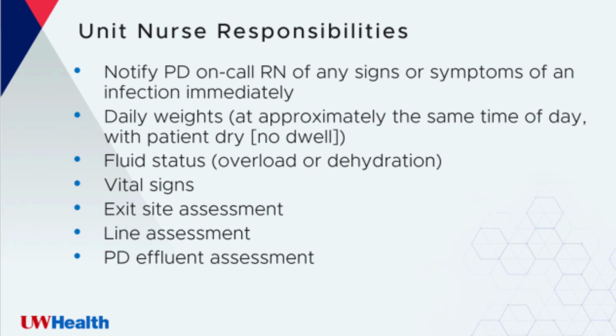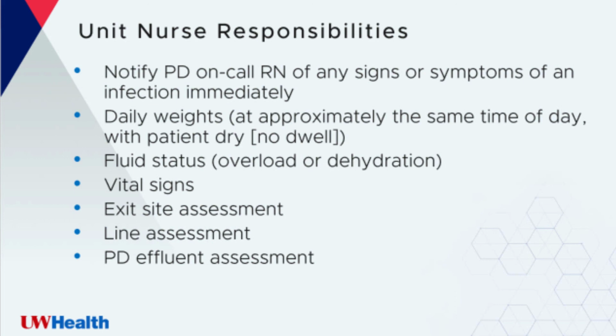So the unit nurse responsibilities are going to be to notify the PD nurse on call anytime there are any issues with signs or symptoms of an infection or problems with the machine. Daily weights are an important part of that assessment piece that you would normally perform with a patient with end-stage renal disease. And a full fluid status for overload or dehydration is also important. As discussed earlier, you want to avoid dehydration to prolong that kidney function. And of course, overload has its own set of symptoms that we are concerned with our dialysis patients. So fluid overload can cause difficulty with breathing, hypertension, etc. Over time can contribute to heart failure. So we want to make sure that we maintain as good of a fluid status as possible.